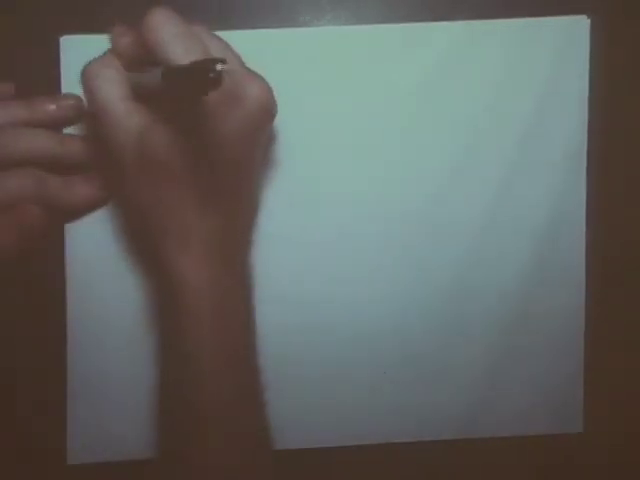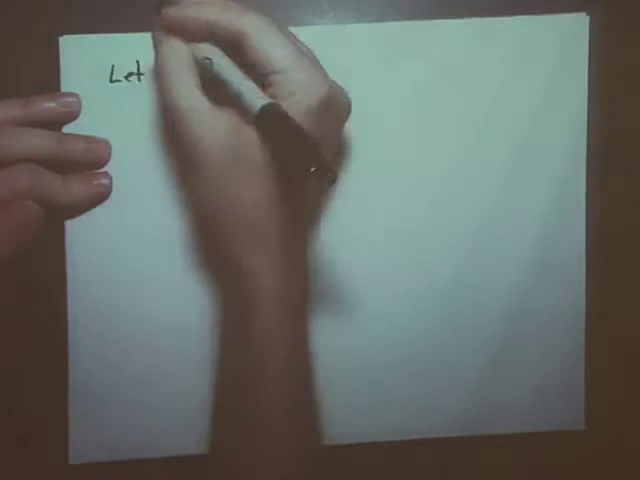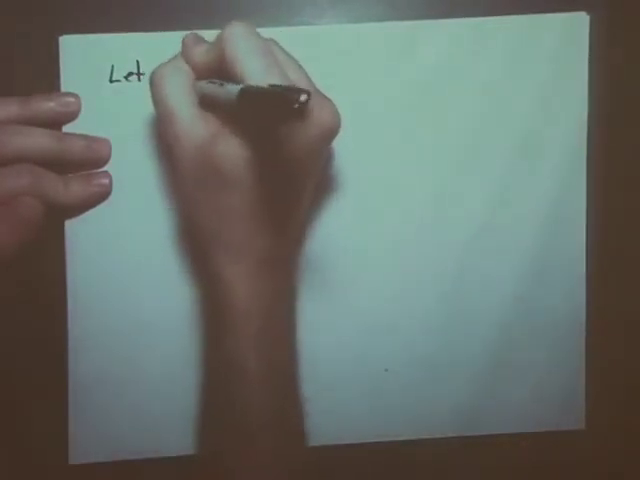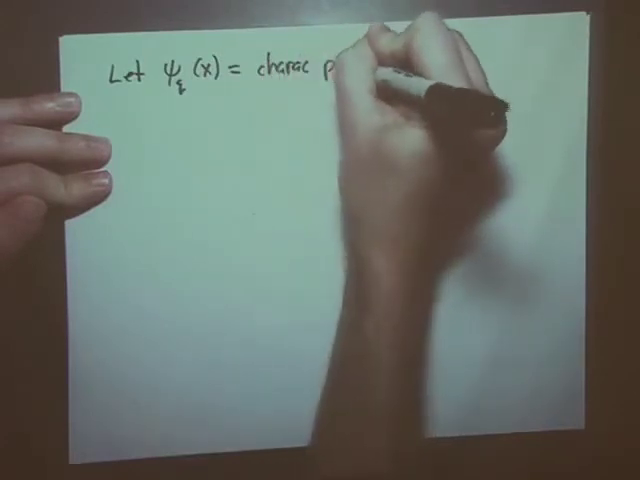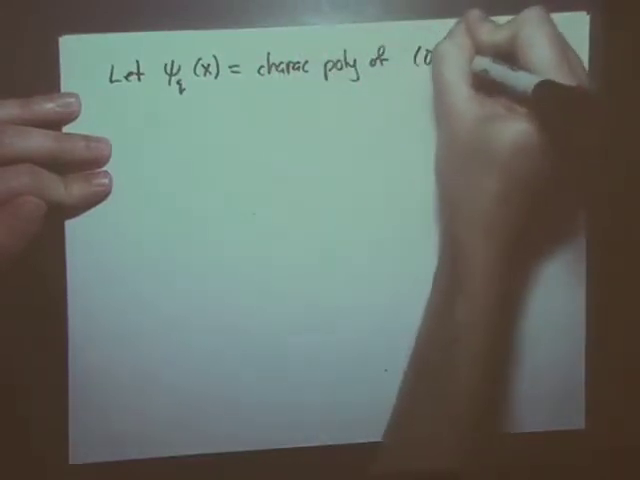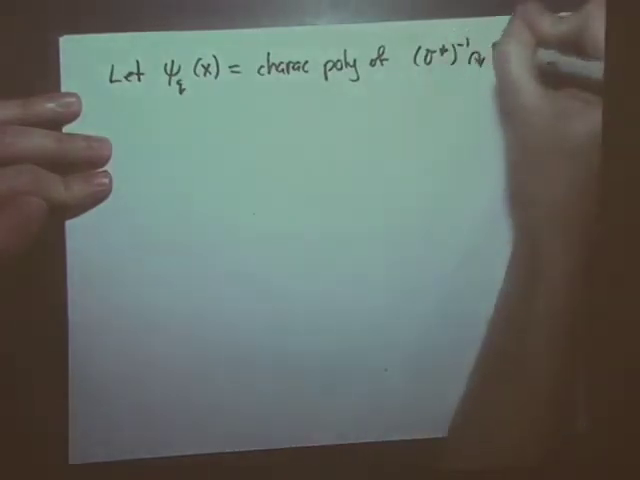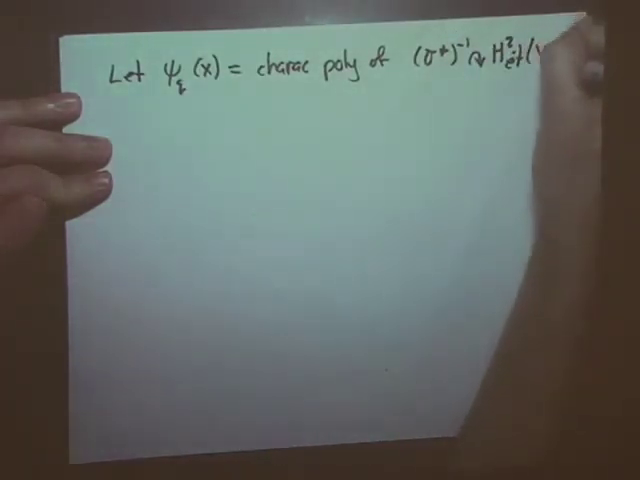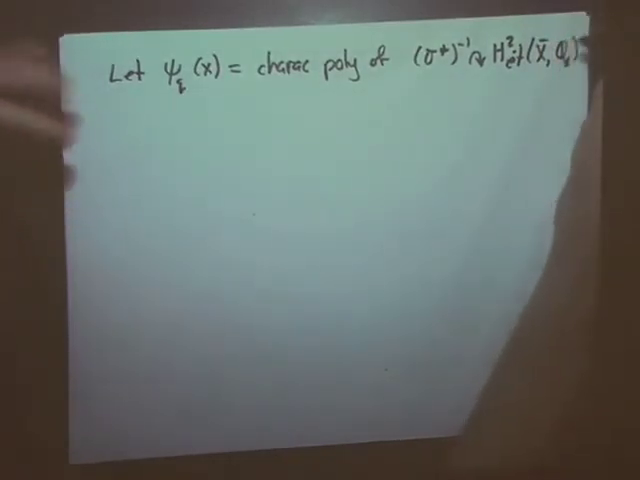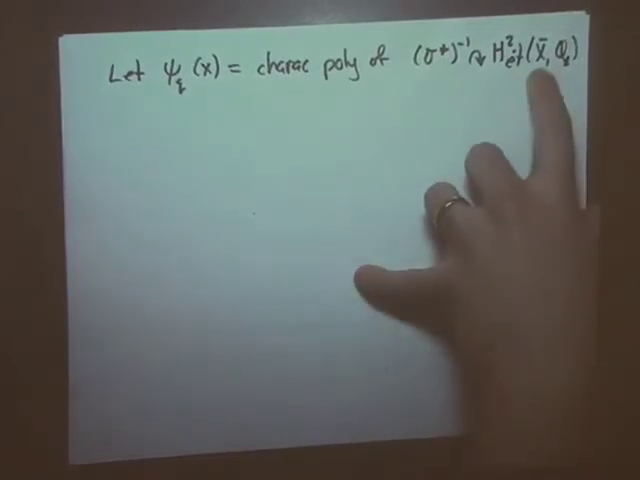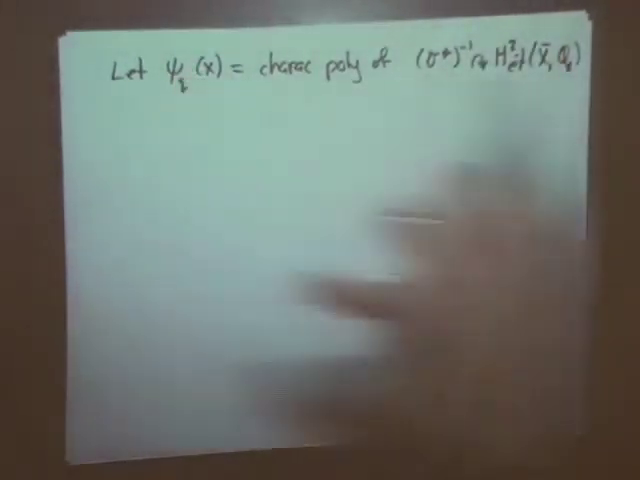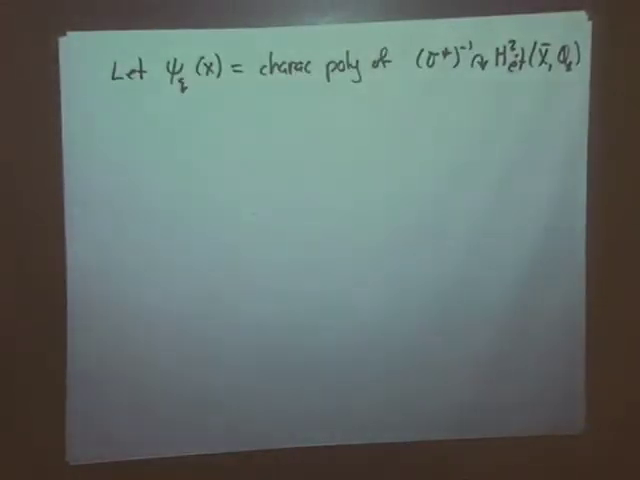Okay, so let's start talking about this characteristic polynomial that I was promising you. Let phi_q of x be the characteristic polynomial of this sigma star inverse acting on this H2 of x bar with Q_l coefficients. So how do you calculate a characteristic polynomial? This is now some nice finite dimensional vector space, and I have a linear operator on it, and I want to calculate its characteristic polynomial. This is starting to feel like freshman year.